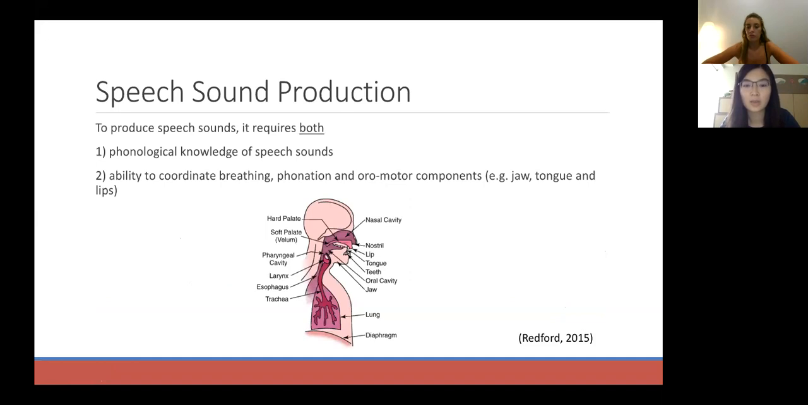I would like to begin with how we produce speech sounds. It requires two elements. One is knowing about the speech sounds, and the other is the ability to coordinate our oral motor components, including the jaw and lips, as well as coordinating our breathing and voicing.